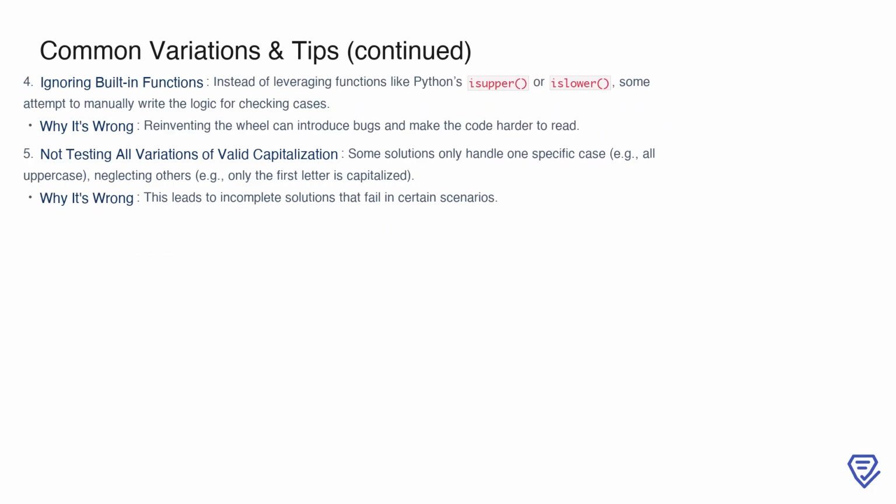Another error to watch out for is ignoring the power of built-in functions. For example, instead of using Python's isupper or islower methods to check character cases, some developers attempt to manually write their own logic. This can introduce subtle bugs and make the code harder to understand. Additionally, it's important to ensure your solution covers all valid variations of capitalization, not just one specific pattern like all uppercase letters. For example, solutions that only handle all uppercase strings but miss cases like a capitalized first letter will fail in certain scenarios. By not addressing all the problem's requirements, your solution becomes incomplete.